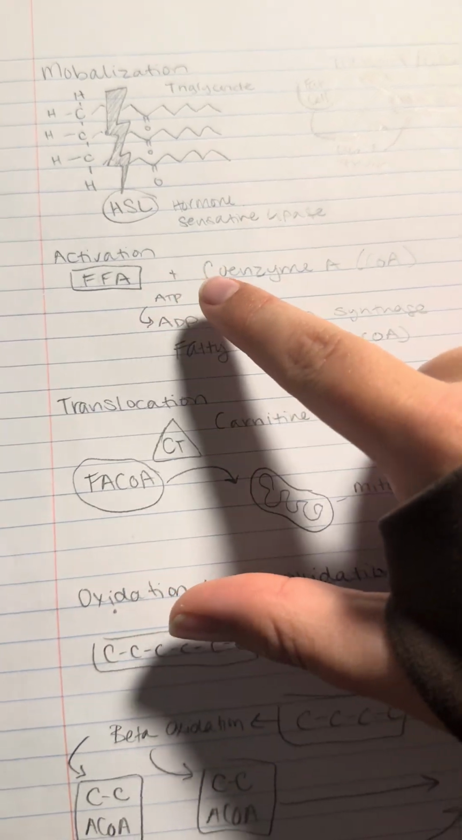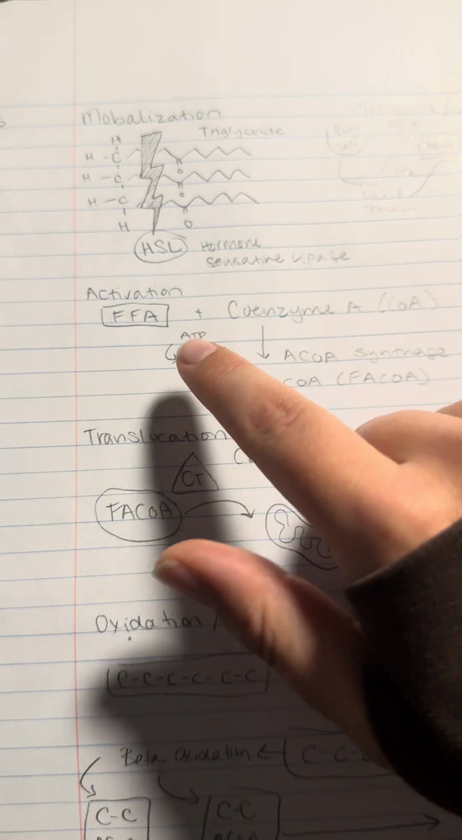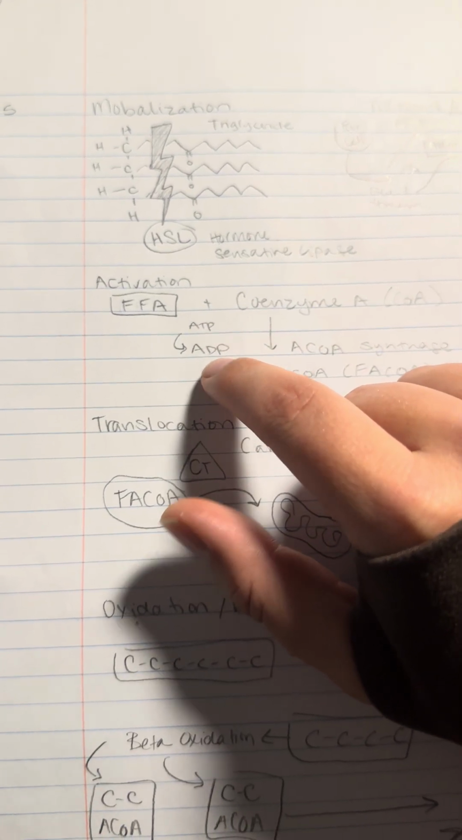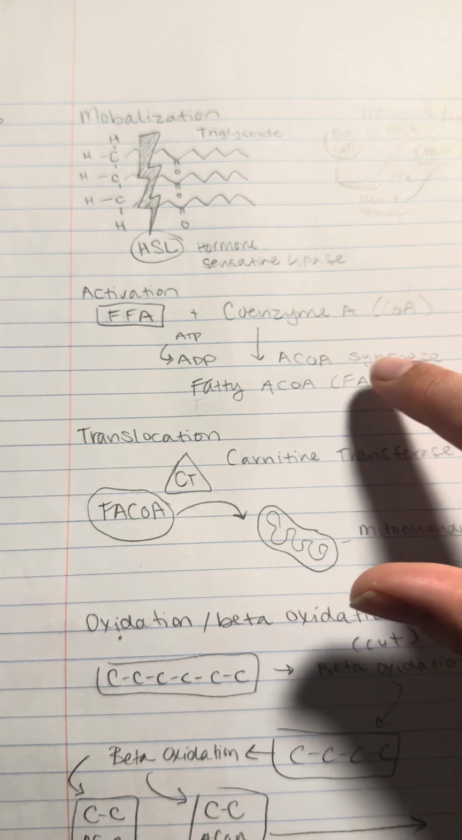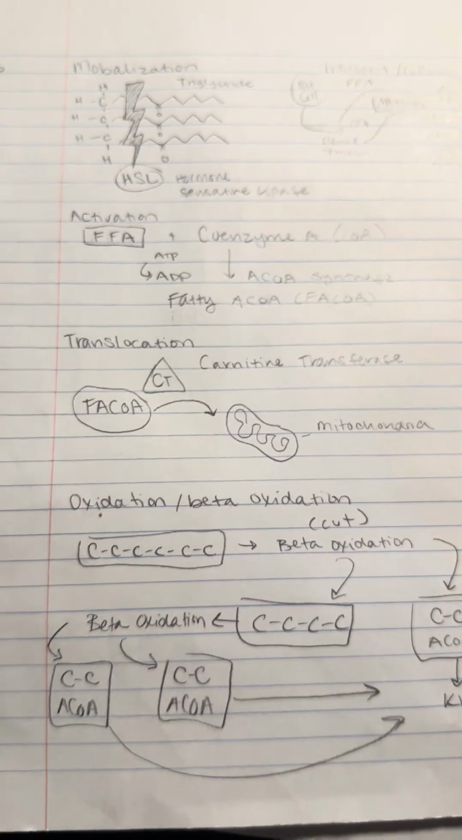just to regulate. And with our third phase or step, we have the activation, which is our free fatty acid being added to our coenzyme A, where ATP is then broken down, releasing energy for acetyl-CoA synthesis, leaving us with a fatty acyl-CoA.